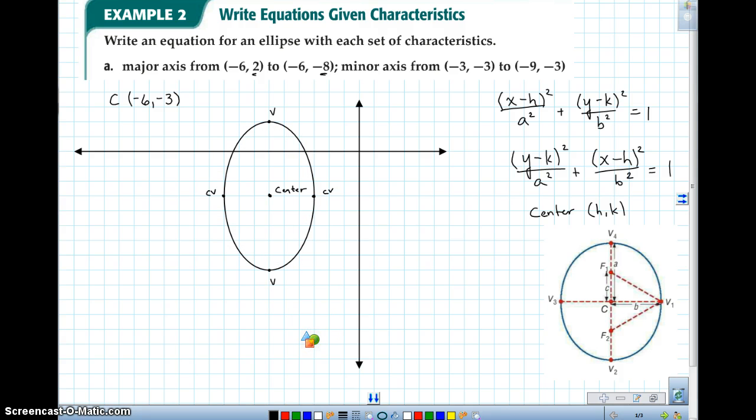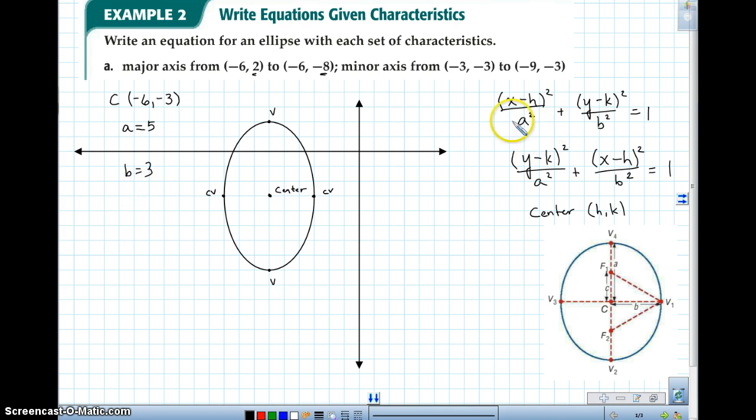If you look at your handy chart over here, you'll see that a is the measure from the center to the major vertex up here. So a would be the distance from the center up to this vertex. You can count 1, 2, 3, 4, 5. a is going to be 5. And b is the distance from the center to the co-vertex, which is 3. b is 3.